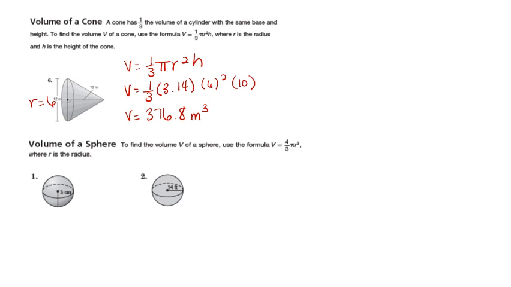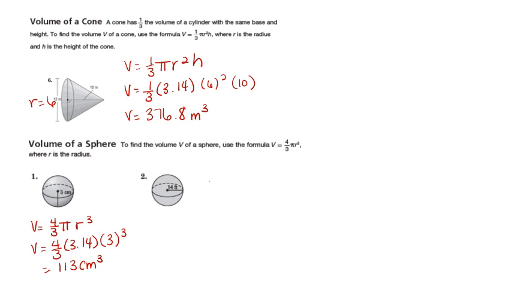And then finally, the volume of a sphere. The volume of a sphere is 4/3 pi r cubed. So the radius cubed. So volume equals 4/3 pi r cubed. So 4/3 times 3.14 times 3 to the third power. And when I put that in, I get 113 centimeters cubed.